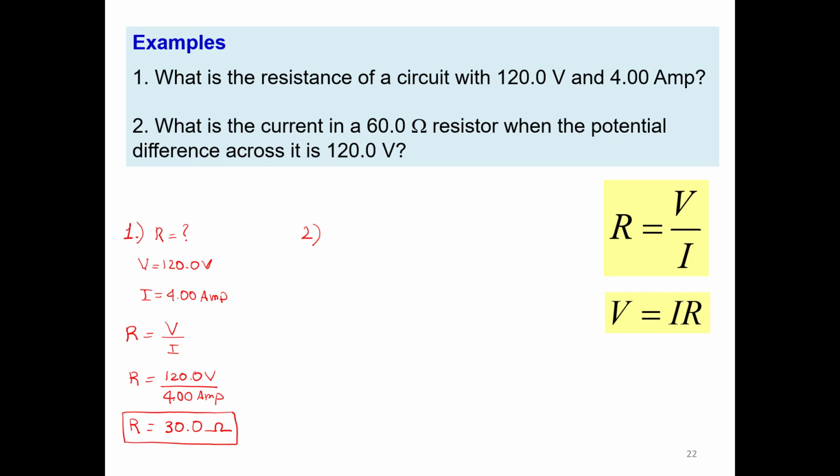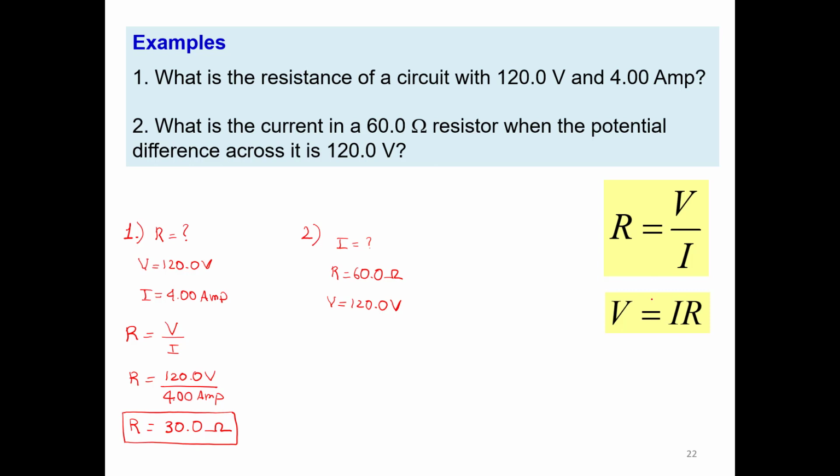In the second problem, we need to find the current in a 60 ohm resistor. We know this corresponds to the resistance being 60 ohms when the potential difference across it is 120 volts. Then this is the voltage, 120 volts. Then we can use either the first equation or the second equation.